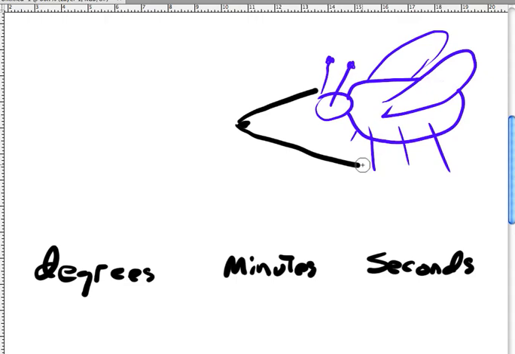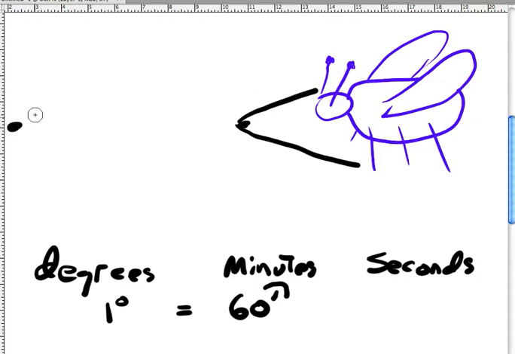There are 60 minutes of arc, and that's written with a little minute sign with a little bitty arc above it. 60 minutes of arc is equal to 1 degree. Okay, and so a 60th of a degree is going to be a minute of arc. If we look at the full moon in the night sky, the full moon is about 30 minutes of arc across.